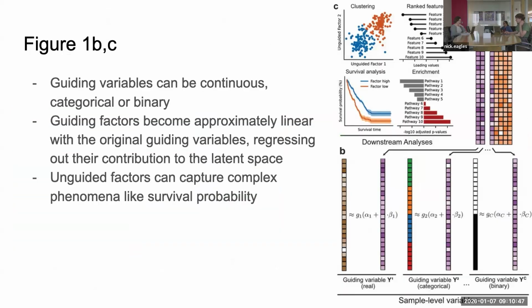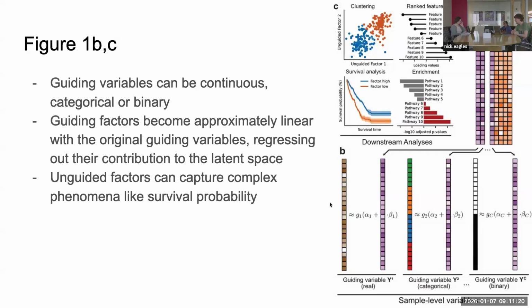In the remainder of that first figure, they show more details about the guiding variables. I mentioned that the guiding variables can be any type of variable. That can be continuous measurements. It can be categorical data, including just binary, 2 categories. So they show some examples in panel B.